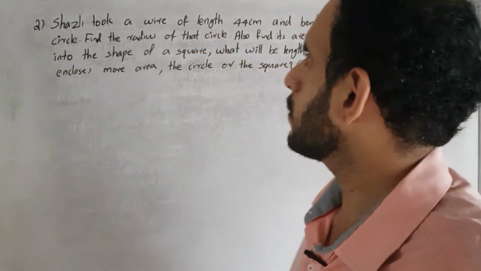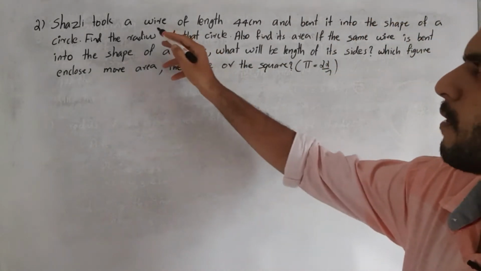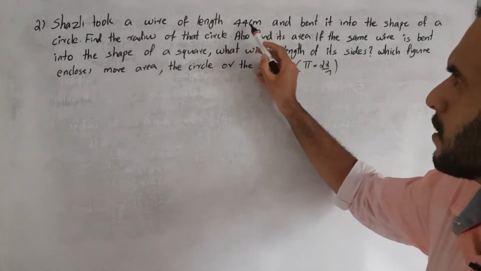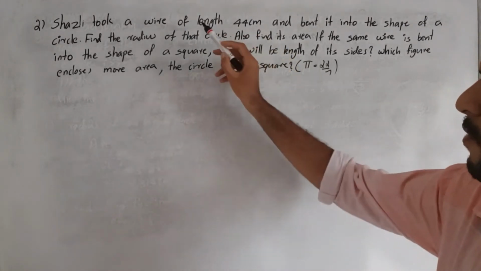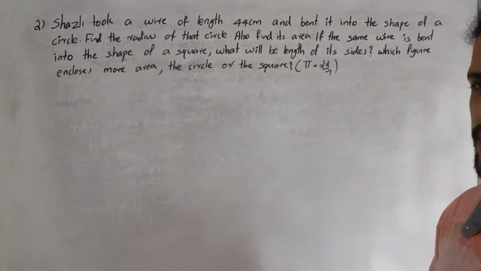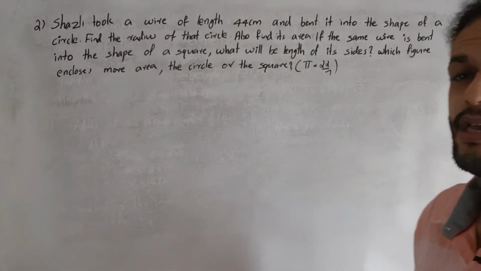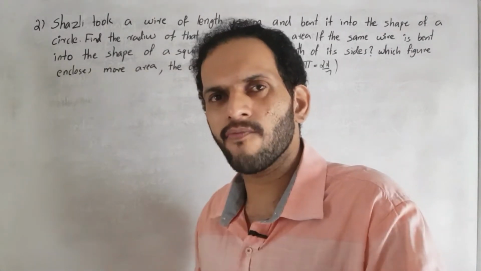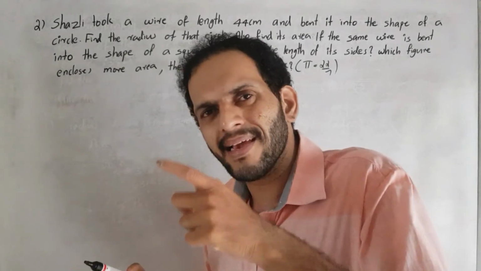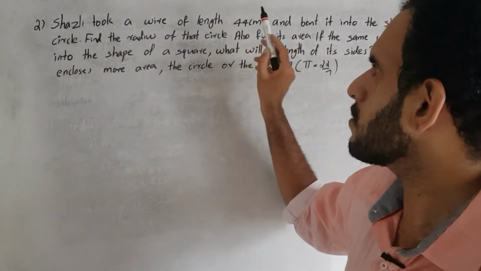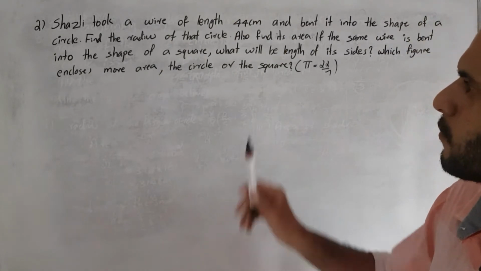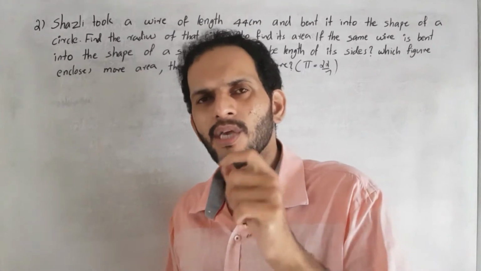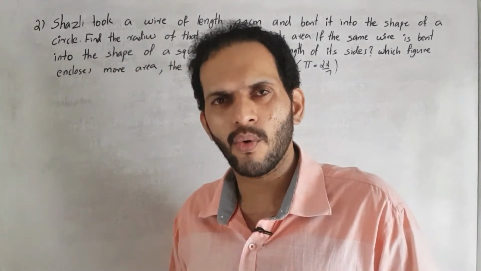So it is very clear. What is given? Here is given the length of the wire. Length of the wire is 44 centimeter. So this 44 centimeter is equal to, we use the wire to form first a circle. So the 44 centimeter is equal to the perimeter of the circle, means the circumference of the circle. And again we use this 44 centimeter length wire to form a square. That time this 44 centimeter is equal to the perimeter of the square.